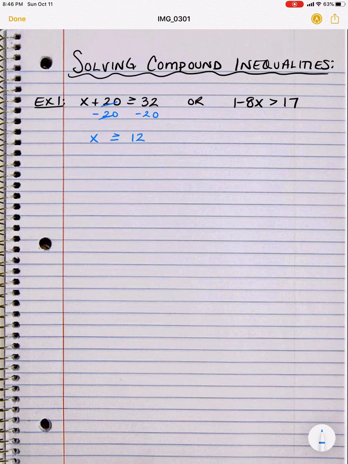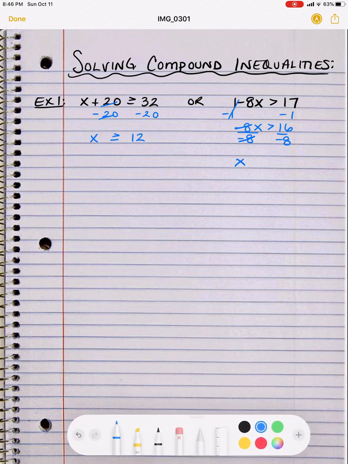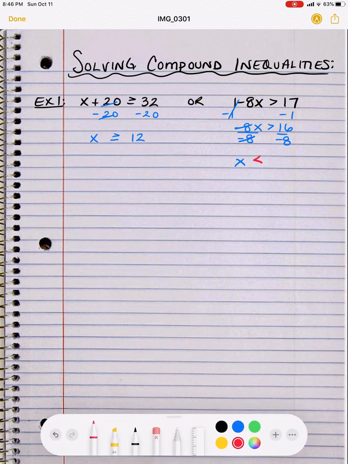Well, now this inequality is solved for. So let's come over to our second inequality. And now we have a little two-step inequality. So we're going to begin with subtracting the 1 from both sides. And we're going to get negative 8x is greater than 17 minus 1, which is 16. So now looking at this, we're going to divide both sides by negative 8. And one of the trickiest things with inequalities is we need to remember, right, when we divide by a negative, we are going to flip this inequality, okay, and this is going to become a less than. So 16 divided by negative 8 is negative 2.